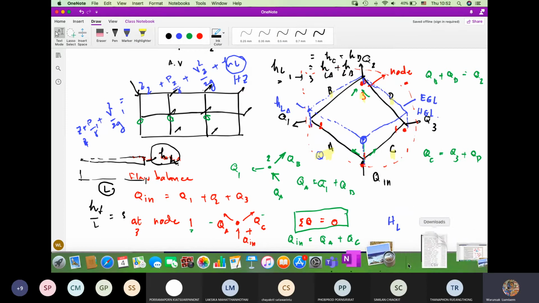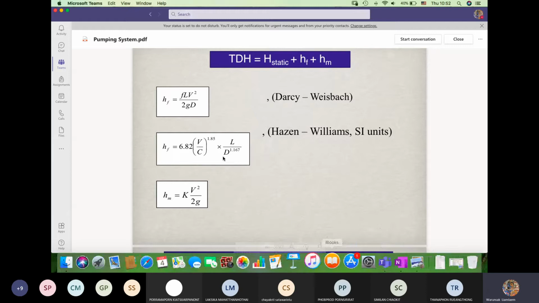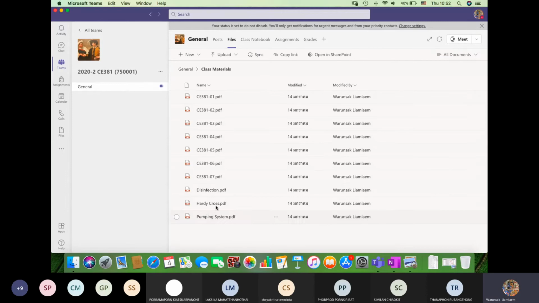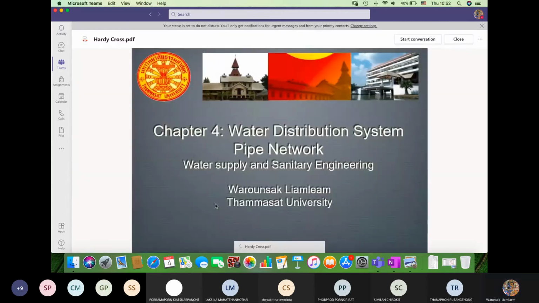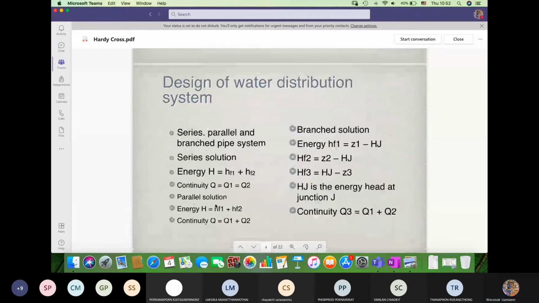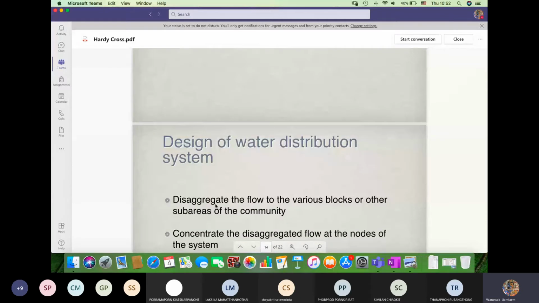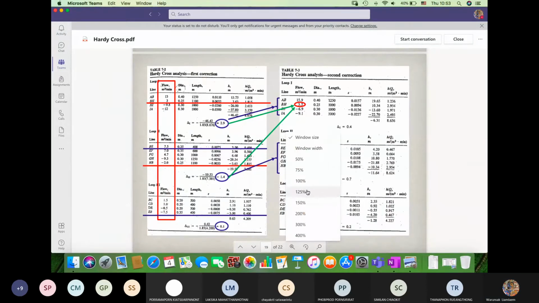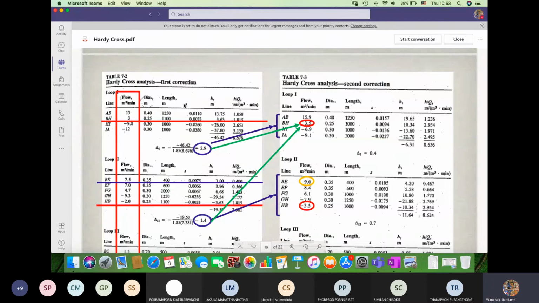That is why in the presentation, on the previous page, you can also find the slope, which is equal to the loss divided by L. Based on the Hazen-Williams equation, you take the flow rates, diameters and length to determine the slope, or the loss divided by L.